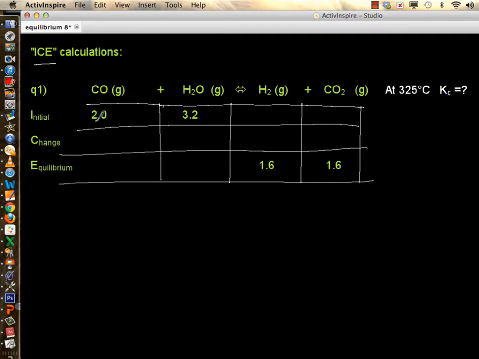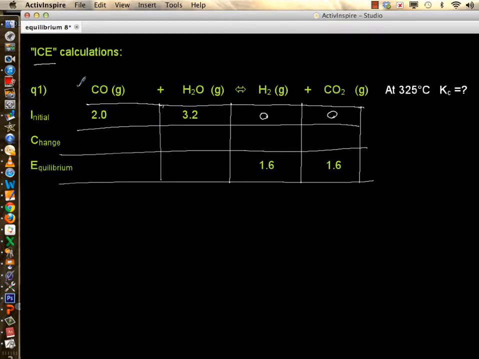They tell us initially you have 2 mole per dm cube of carbon monoxide and 3.2 mole per dm cube of steam. And later on, once equilibrium has been established, you have 1.6 and 1.6 of CO2 and H2O at equilibrium. So initially you have no hydrogen, no carbon dioxide. The two reactants start reacting. Some of them get consumed and products come to life.